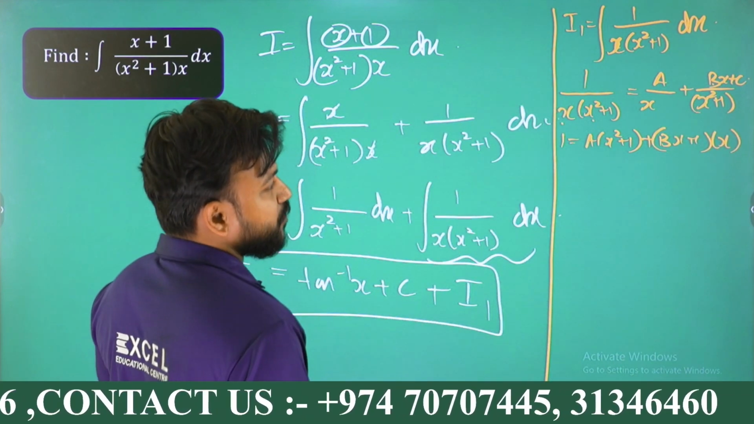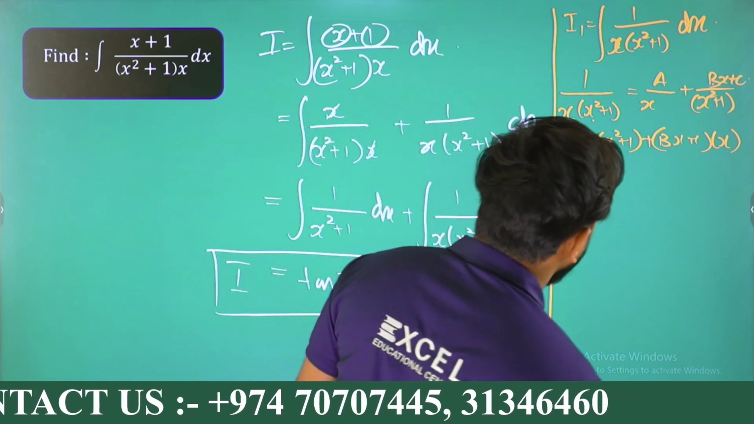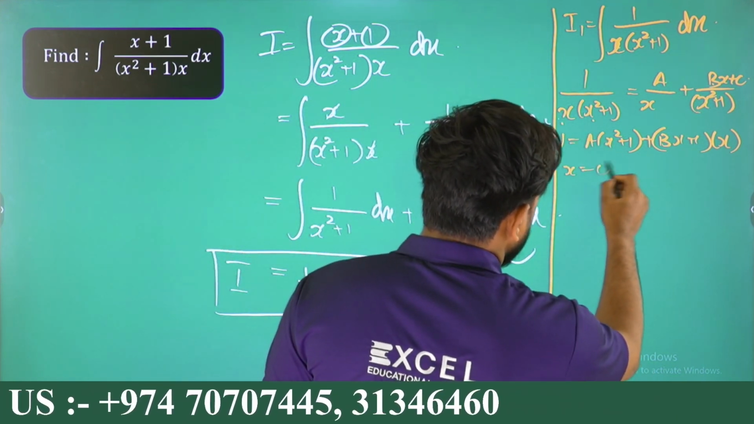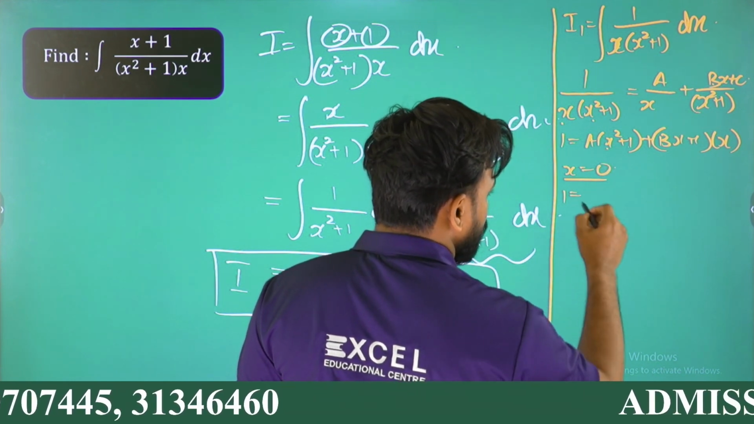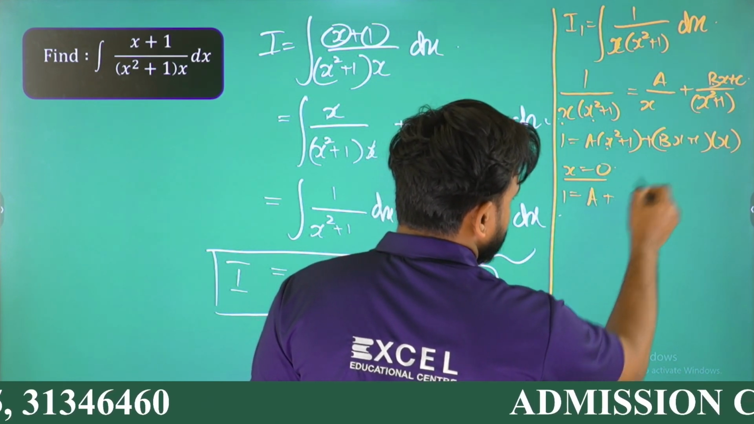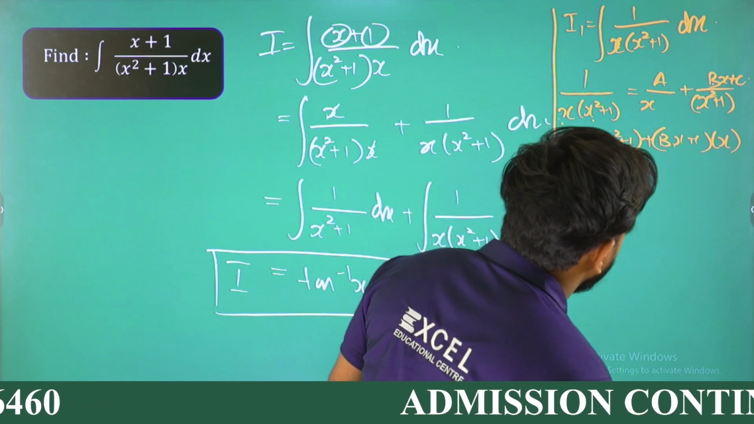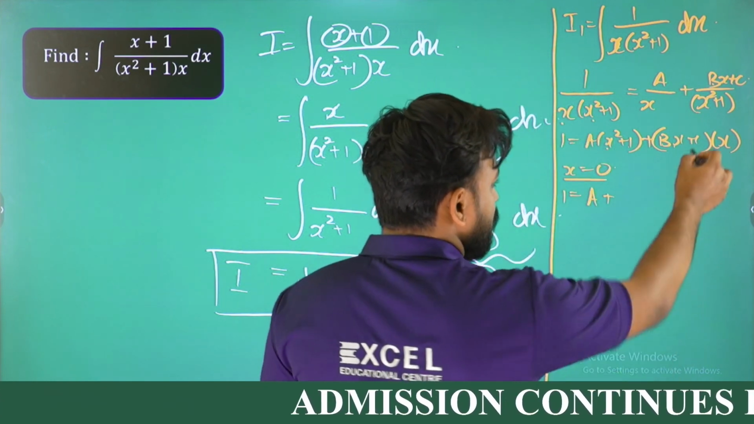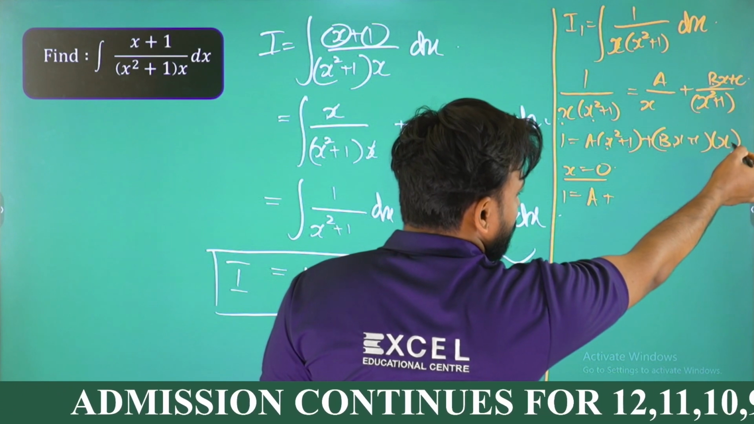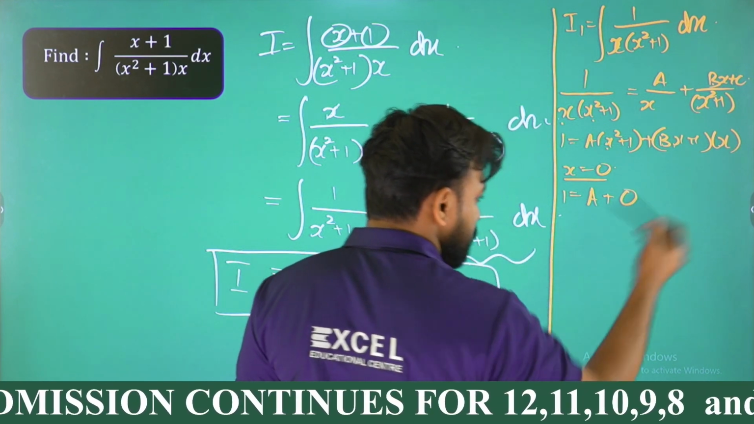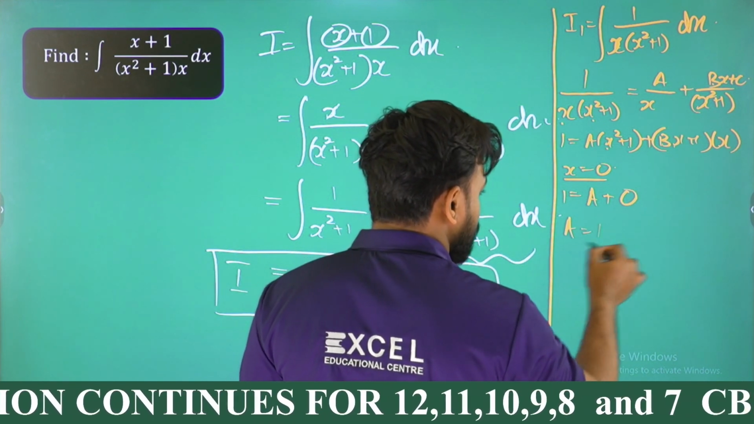Ready? When you put x equal to 0, what you will get? 1 is equal to a into 0 plus 1, is 1. 1 into a is a, plus b into 0 is what? 0, and the x is already 0. So when you multiply it with the 0, this entire thing becomes 0. So you got a is equal to 1.